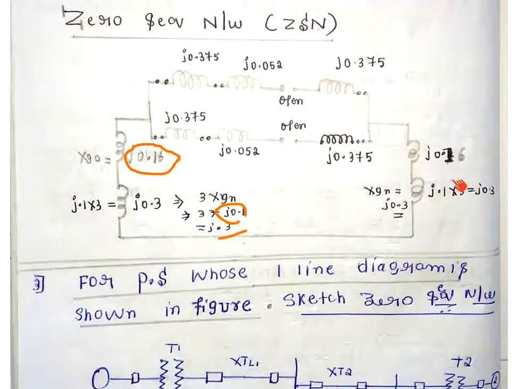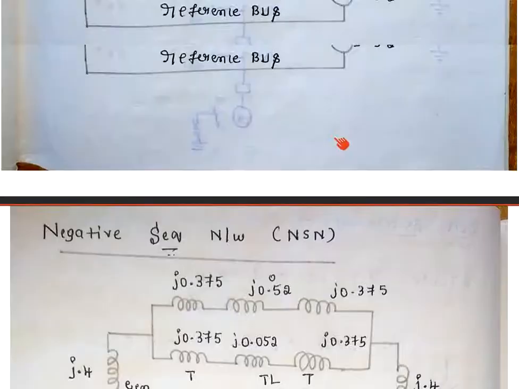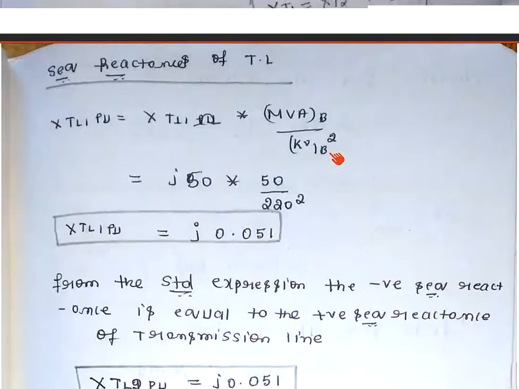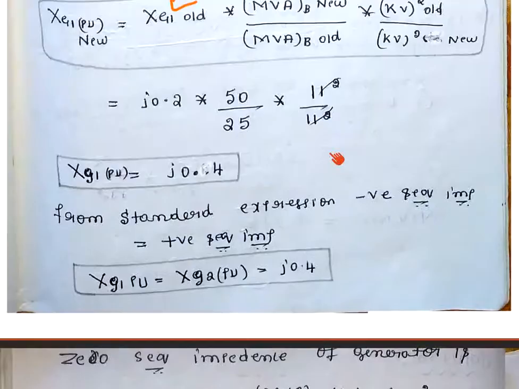Similarly, the reactance value of the external impedance or reactor which is connected should be added here. It is J0.3, J0.16. Now this is the way to draw. Many times this question will be asked in question papers. You can refer and go through that.